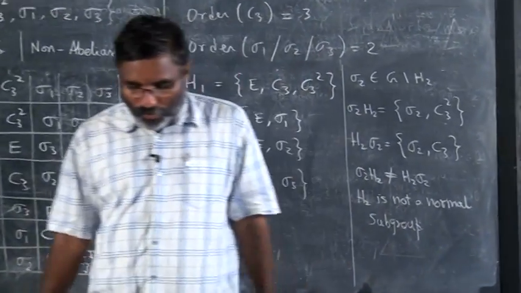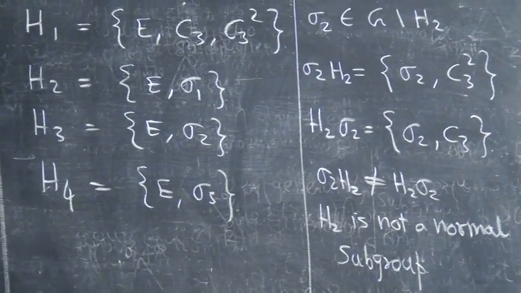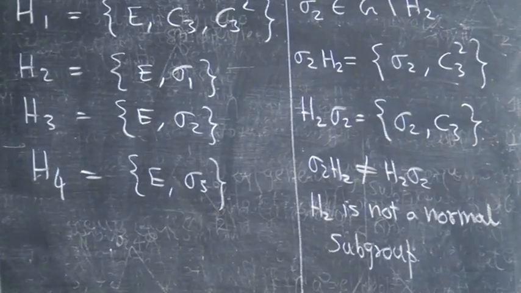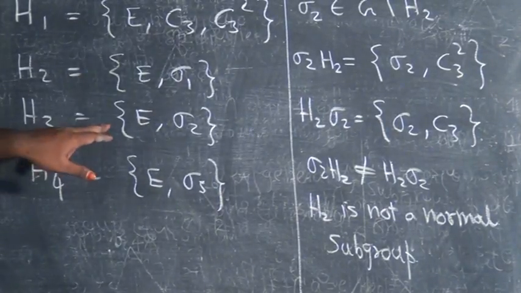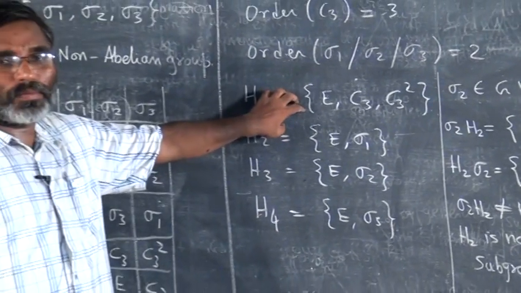This is a non-abelian group and hence not all subgroups are normal subgroups. So H2 is not a normal subgroup, but H1 is a normal subgroup. In the same way you can show this is not a normal subgroup, this is not a normal subgroup. We have only one normal subgroup, that is H1.